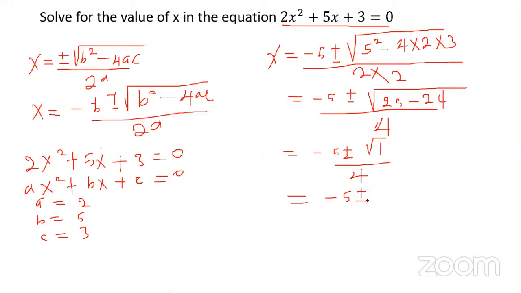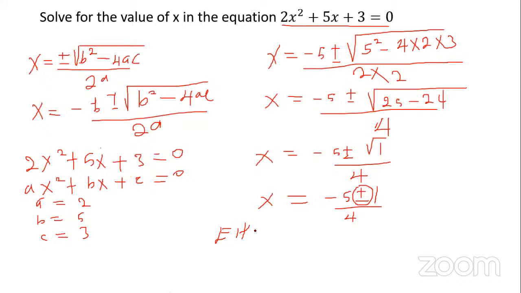What is the square root of 1? I think it is 1. It is 1 divided by 4. So because we have 2 signs here, we are going to take first the positive and then next the negative.